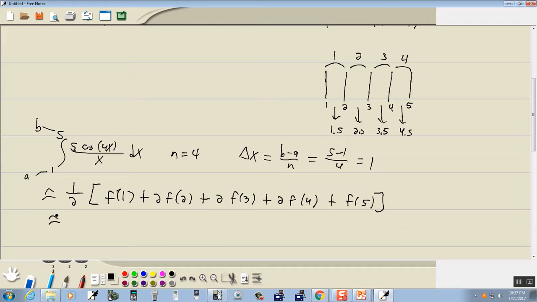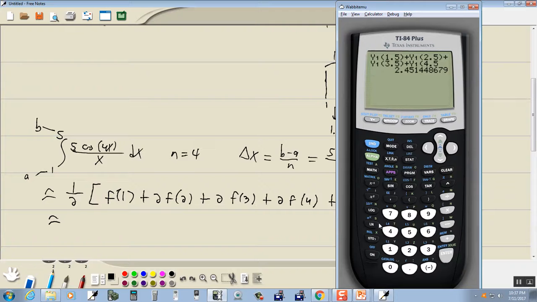Well, I can put that in my calculator now that I've already entered that. So I can do 1 divided by 2, beginning parentheses, f, so do my vars, y vars, function, y1, beginning parentheses 1, plus 2, vars, y vars, function, y1, 2, plus 2, vars, y vars, function, y1, 3, plus 2, beginning parentheses, y vars, function, y1, and then this is 4, plus y1, 5.